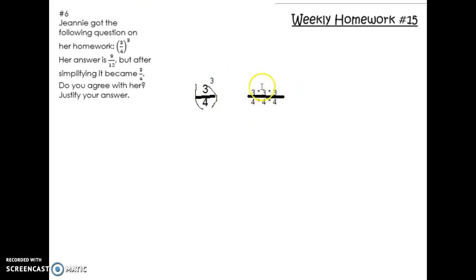Well, we know 3 times 3 is 9. 9 times 3 is 27, right? 4 times 4 is 16. 16 times 4 is... I can't do that one in my head, so let's work it out. 14 times 4. Not 14. 16 times 4.